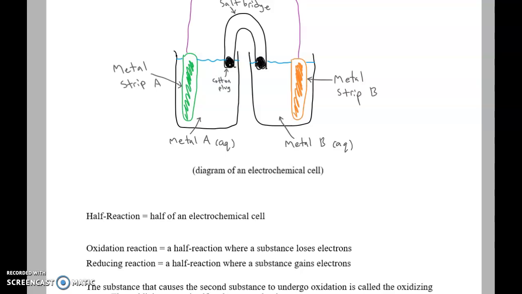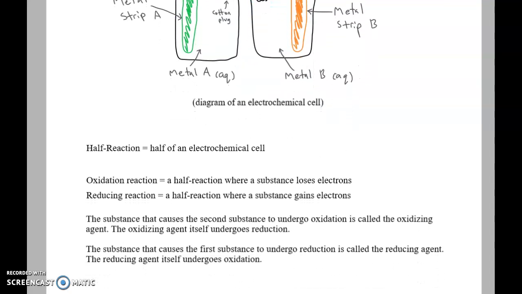Now, a half reaction is half of an electrochemical cell. So the beaker containing metal strip A on the left is one half reaction, and the beaker containing metal strip B on the right is another half reaction.